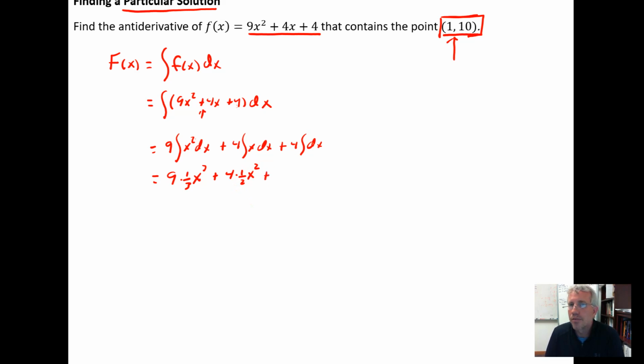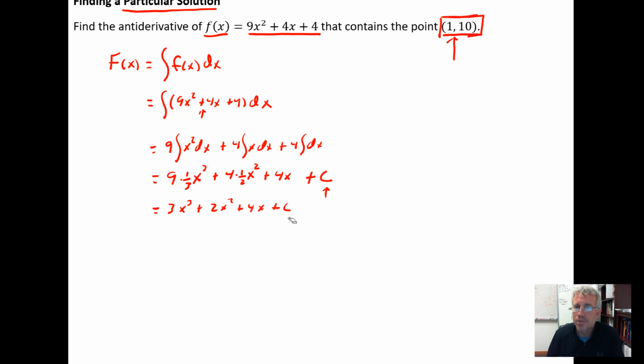plus, and the integral of 1 dx is just x, so here we get 4 times x, and it's plus a constant of integration because there are infinitely many functions whose derivative is 9x squared plus 4x plus 4, and they all differ by a constant of integration. And now we want to simplify a little bit. So we get 9 divided by 3 is 3x cubed plus 4 times a half is 2x squared plus 4x plus c. So there are infinitely many functions whose derivative is f of x.